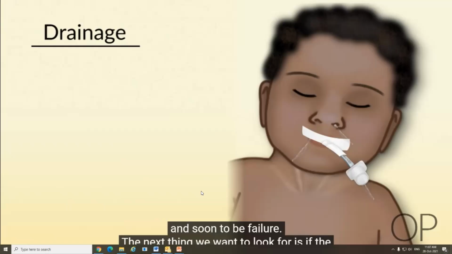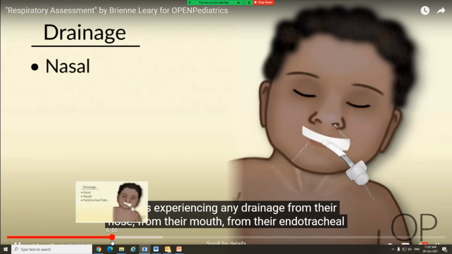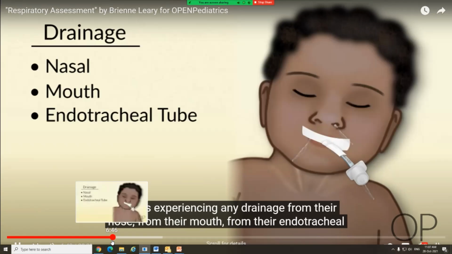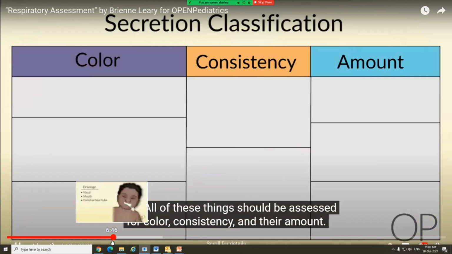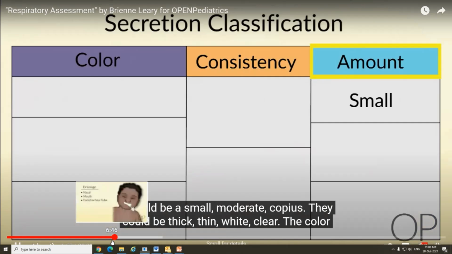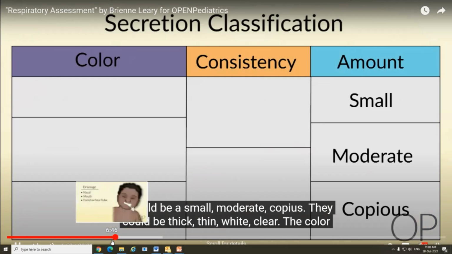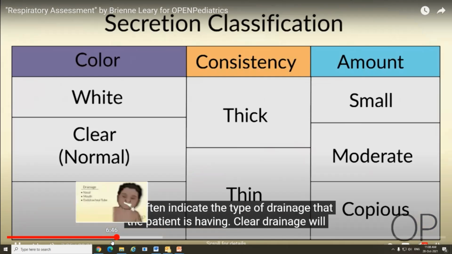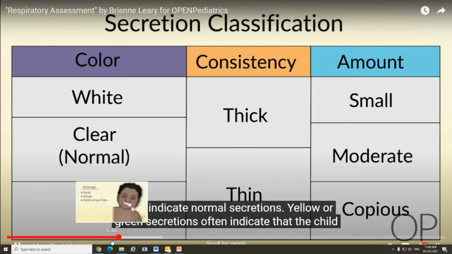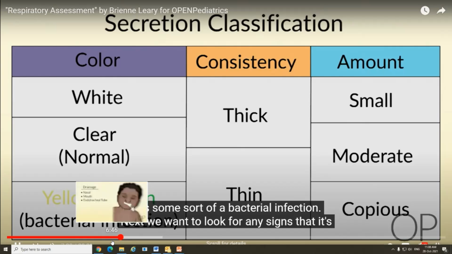Next thing we want to look for is if the child is experiencing any drainage from their nose, from their mouth, from their endotracheal tube. All of these things should be assessed for color, consistency, and their amount. It could be a small, moderate, copious. They could be thick, thin, white, clear. The color will often indicate the type of drainage that the patient is having. Clear drainage will often indicate normal secretions. Yellow or green secretions often indicate that the child has some sort of a bacterial infection.